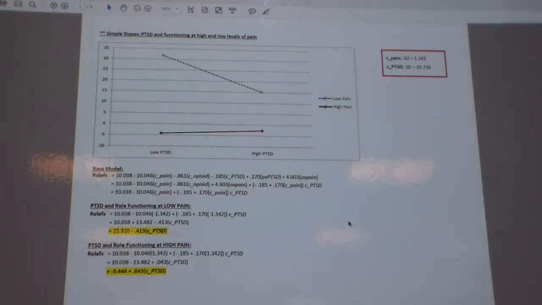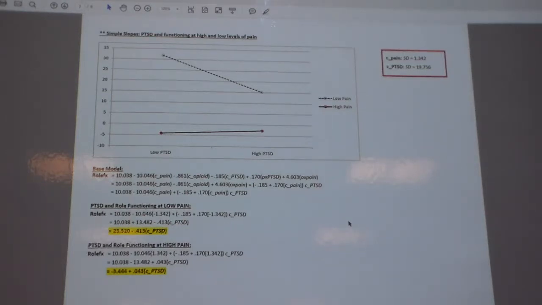This looks pretty flat, but maybe at high levels of pain, PTSD has a positive association with role function. As my symptoms get worse, I function better. I hope not, because that's going to be hard to explain, but this is a positive slope. I want to be able to tell my readers that this is actually a zero slope. The coefficient is positive in that it is not negative, but this does not represent a relation between PTSD and functioning at high levels of pain, okay?